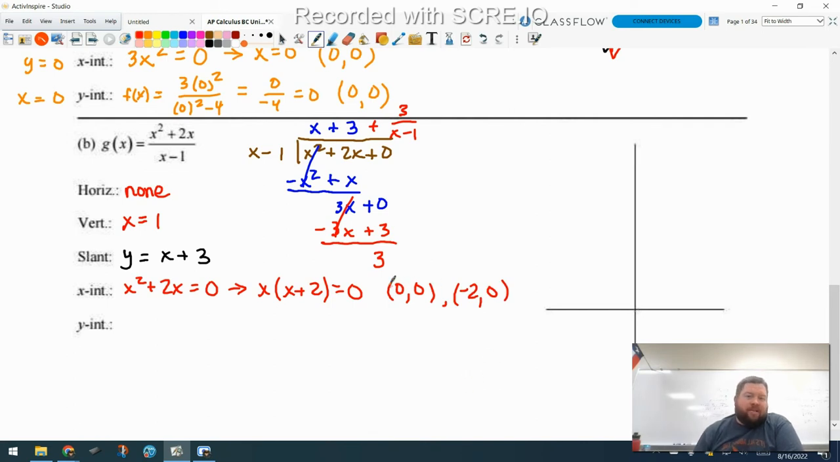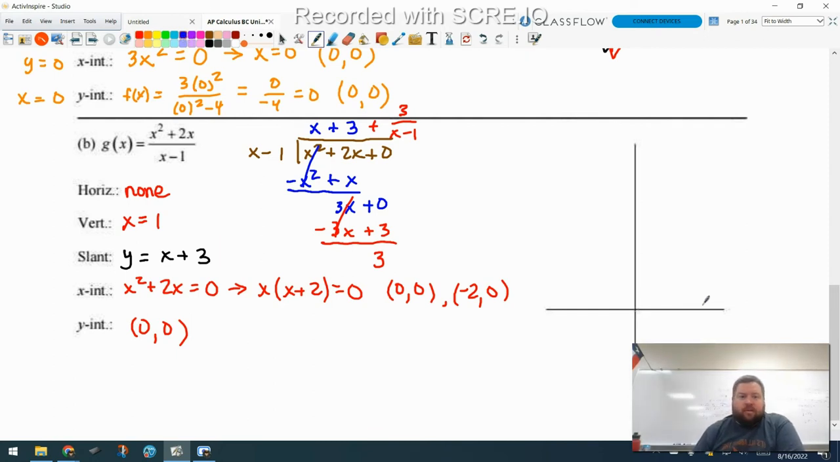All right, remember what I said about 0, 0. If that's an x-intercept, that has to also be a y-intercept. And again, you can verify by plugging in 0. 0 plus 0 would be 0 on top. 0 minus 1 would be -1 on bottom. 0 divided by -1 is 0. All right, we have all of our info now.